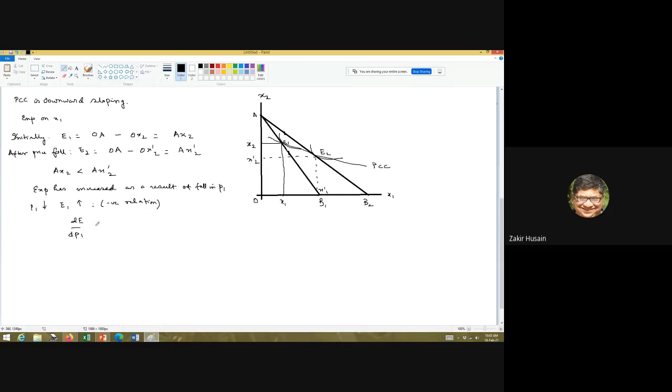So what will this be? This is negative, but we have shown that this is equal to this, so this is negative. Now x1 cannot be negative, x1 is always positive, so that means this is 0, or so we have an elastic demand curve. So the price consumption curve here is downward sloping, okay. So what is the elasticity of the demand curve? It is highly elastic, greater than 1.